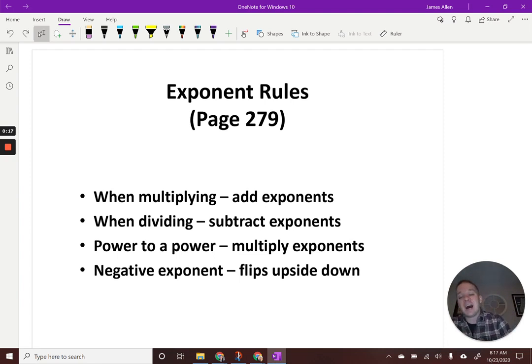That was good. When we're multiplying with like bases, we add the exponents. So for example, if we had x squared times x to the fourth, we would get x to the sixth. We would add the 2 and the 4. When dividing, we subtract our exponents.